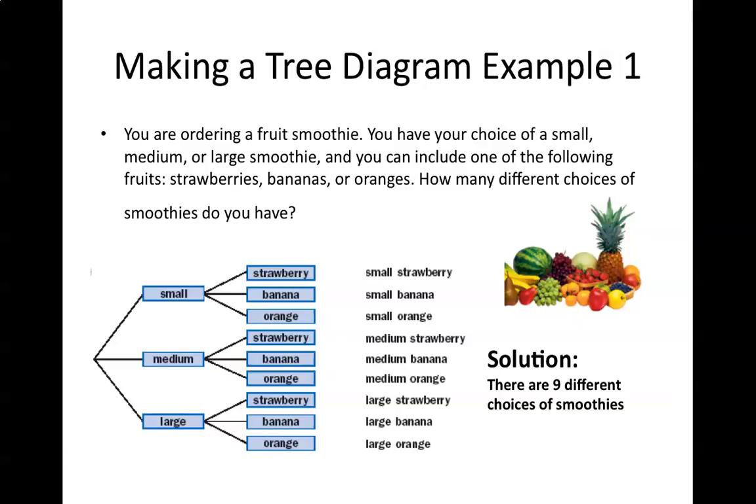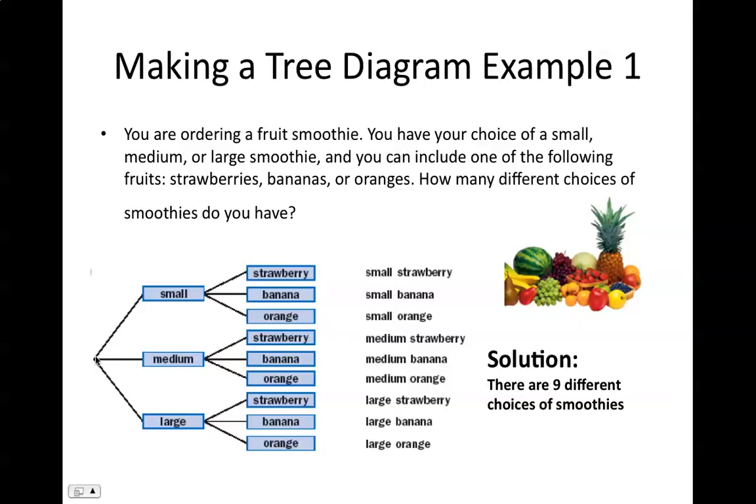Okay, the first thing we're going to look at is how to actually make a tree diagram, and then we will look at how to use it to find probabilities. So making a tree diagram, example 1. In this example, we are in a real-world situation where you will be ordering a fruit smoothie. You have your choice of small, medium, or large smoothie, and you can include one of the following fruits, either strawberries, bananas, or oranges. And so we want to know how many different choices of smoothie do we have.